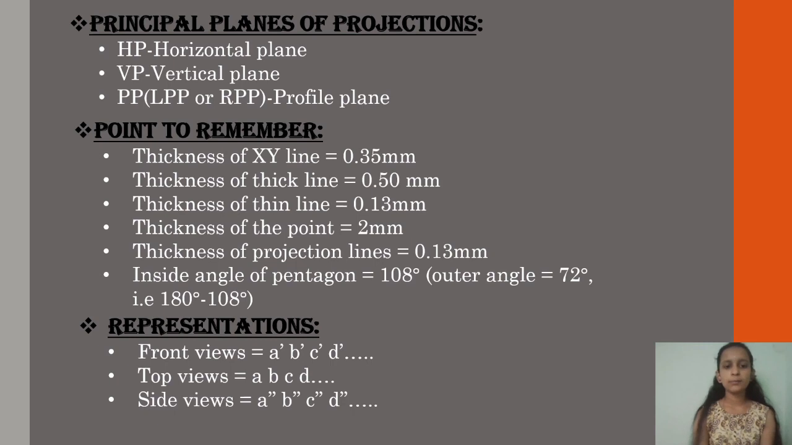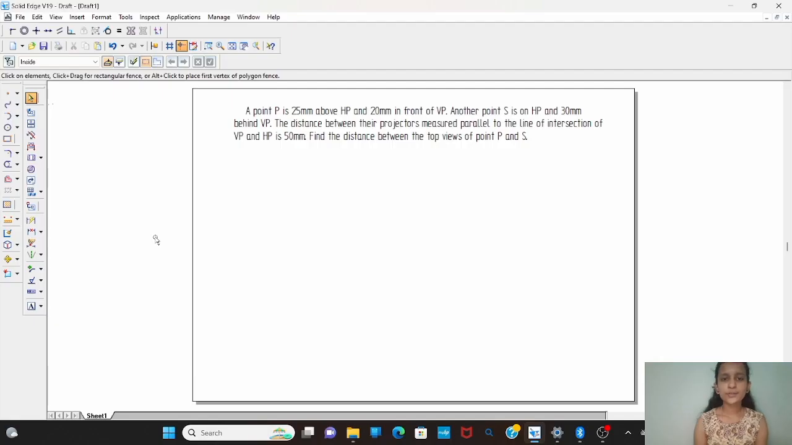As I selected one problem from projection of planes related to the pentagon, we have to know the inside angle of a pentagon, that is 108 degrees. But here in computer drawing, we are considering the outer angle, that is 72 degrees. And some representations: front views are small letters a dash, b dash, c dash; top views are small letters a, b, c; side views are a double dash, b double dash, c double dash, and d double dash. There are many software and tools available for computer drawing, but here I am using Solid Edge V19.